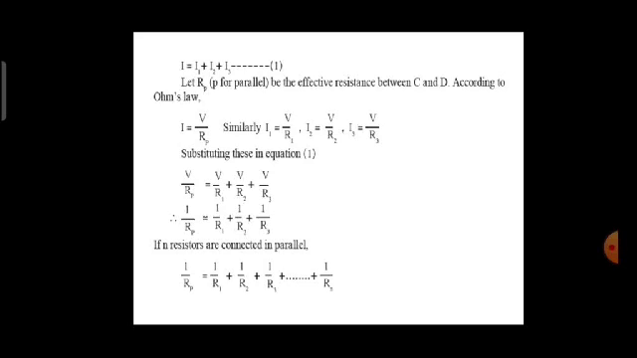So now we know that current I is I1 plus I2 plus I3, so we'll substitute the values of V upon R for I. So it will become V upon Rp is equal to V upon R1 plus V upon R2 plus V upon R3. Now V is common in all, so we can divide it on both the sides, and we get 1 upon Rp is equal to 1 upon R1 plus 1 upon R2 plus 1 upon R3.